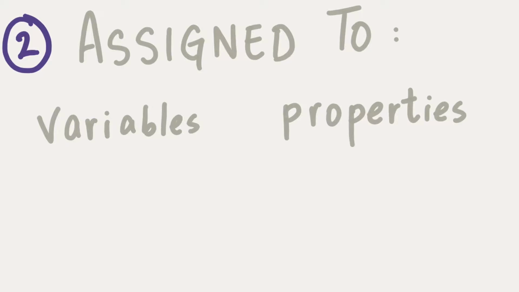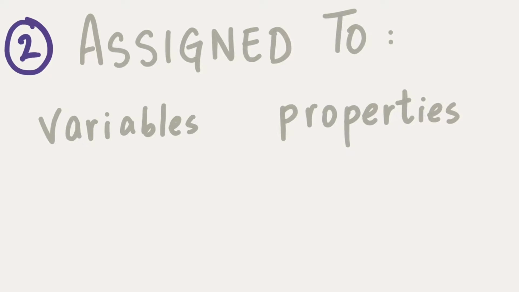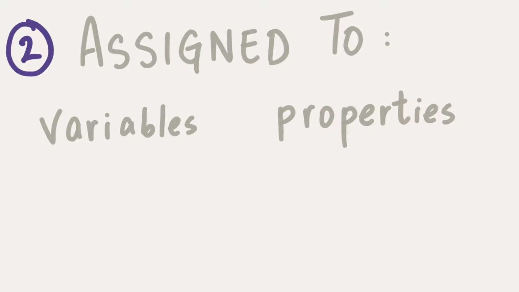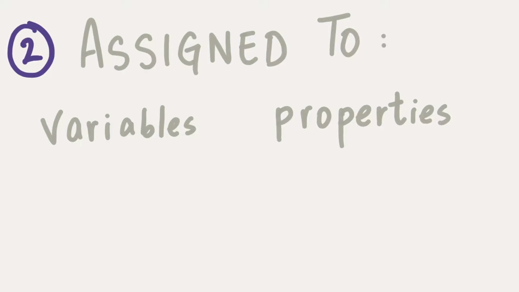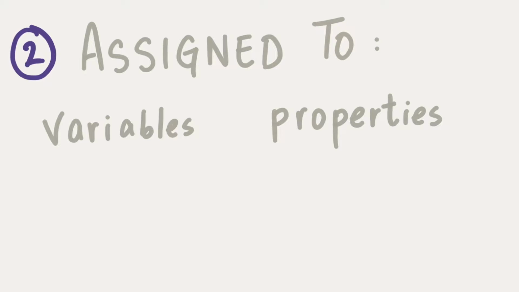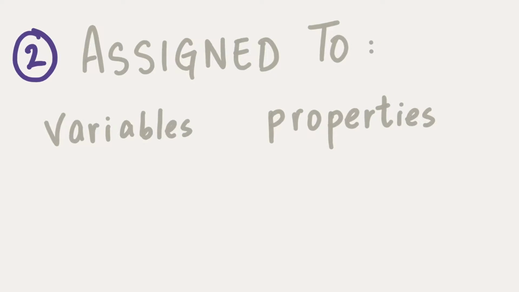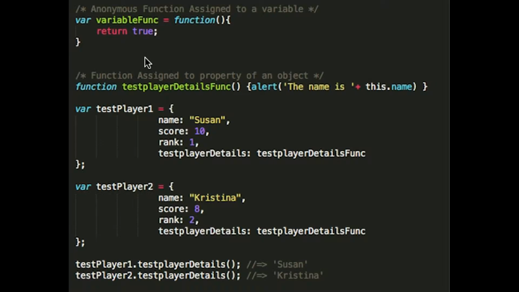In looking at the second capability of JavaScript functions, we will see how the anonymous function in the previous example can be assigned to variables, and also how JavaScript functions can be assigned to properties of other objects. So now let's look at a few examples. So first one, we will look at how an anonymous function can be assigned to a variable.